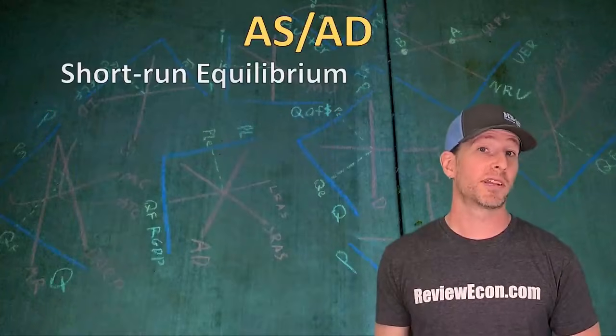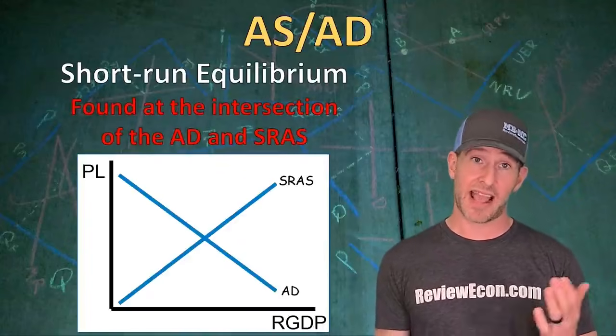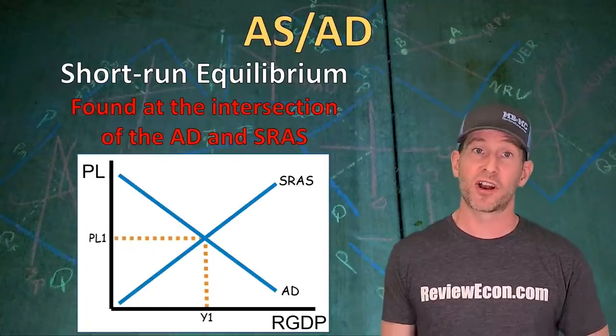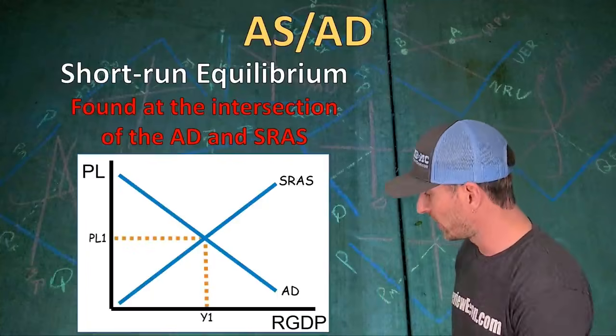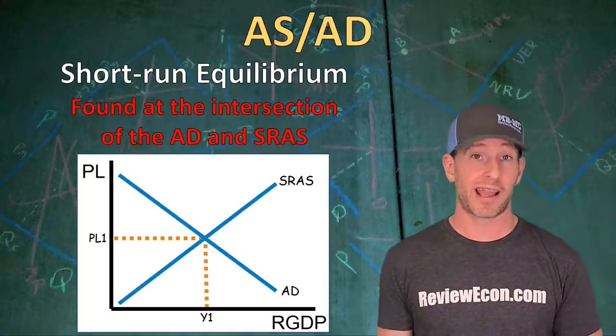The short-run equilibrium we find in the ASAD model is found at the intersection between the aggregate demand curve and the short-run aggregate supply curve. Where those two curves intersect, we get our current equilibrium output and current price level, labeled PL1 and Y1 here.